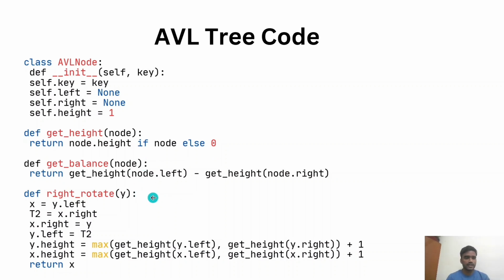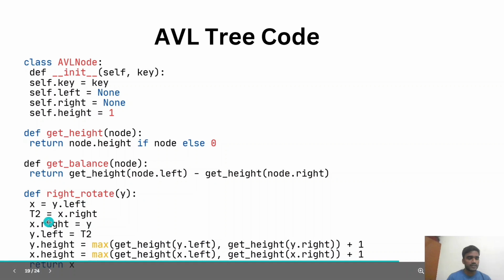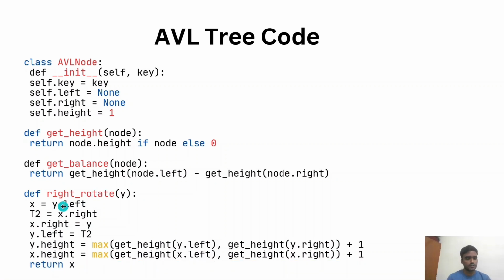The next function is right rotate. The right rotate function is used when our tree is left skewed. At the time of a left skewed tree, we will use this function. It will do some swapping among the nodes. Firstly we will assign the left part of the node to x, and after that we will swap the whole node and make x the new root of the tree.